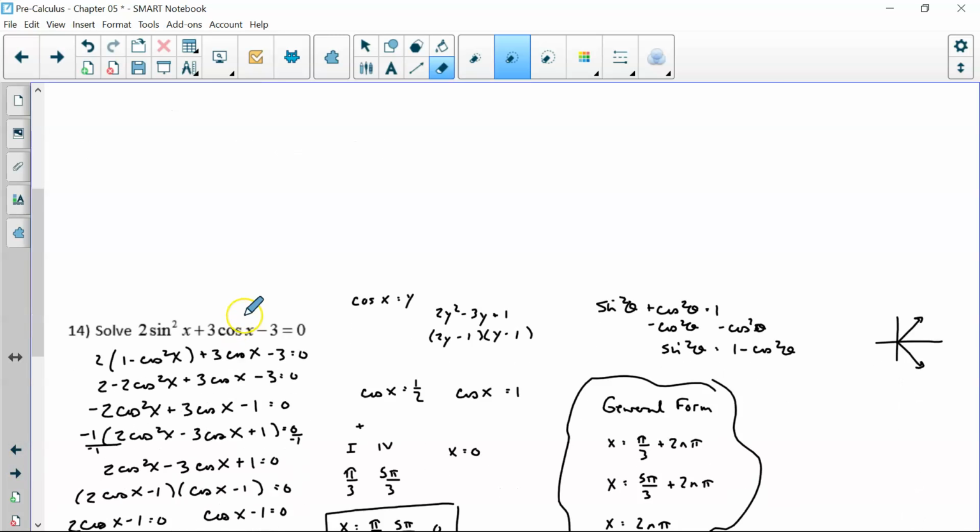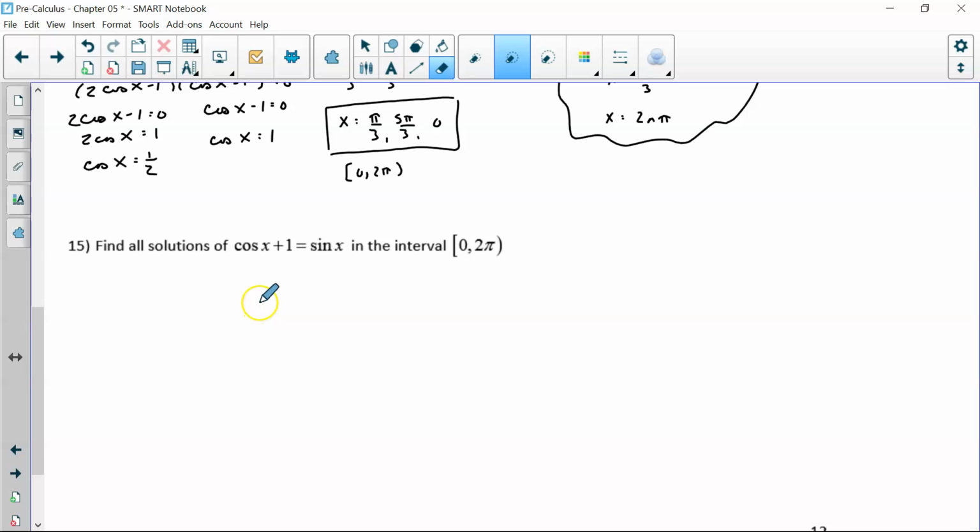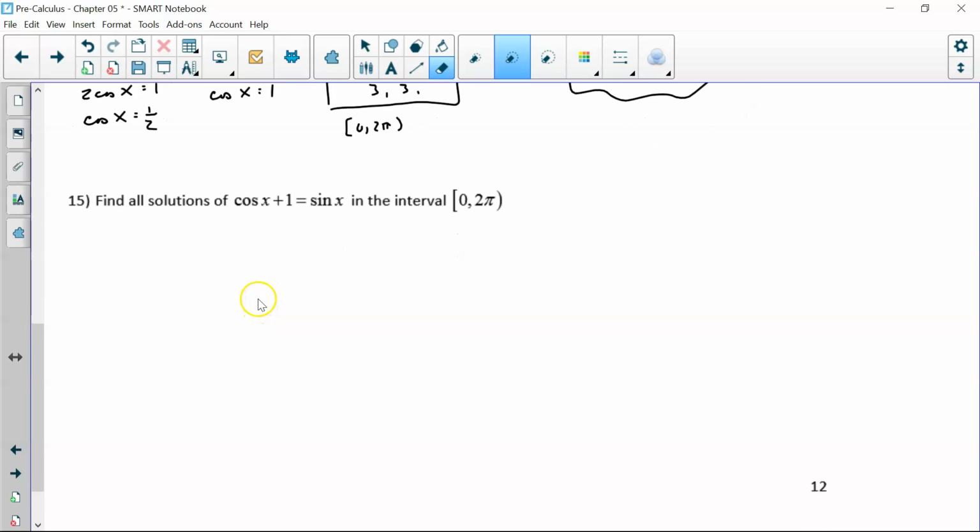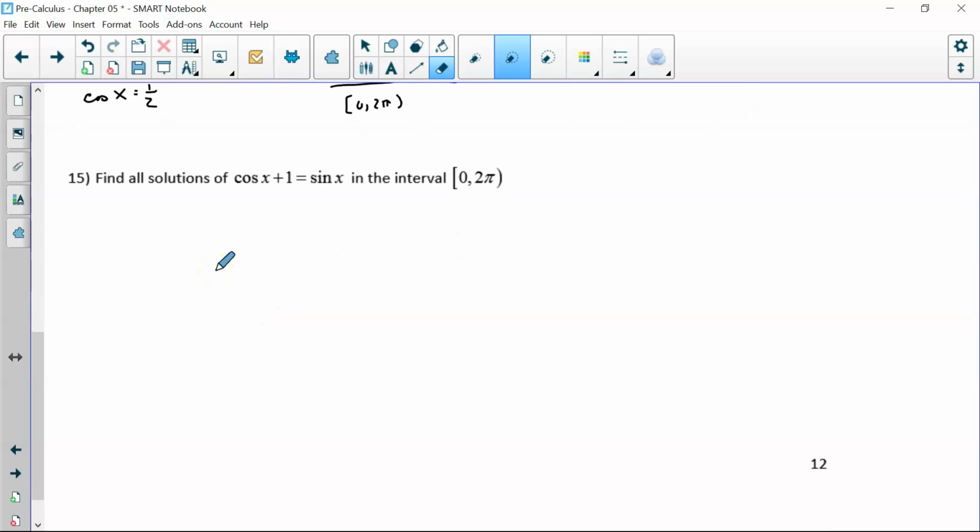All right, let's do one more. And this is going to be problem number 15. And 15 is a little bit different than the other ones. We're only looking from 0 to 2 pi. We're not going to worry about the general form. So now there's really nothing we can do here, so what we'd have to do is square both sides.